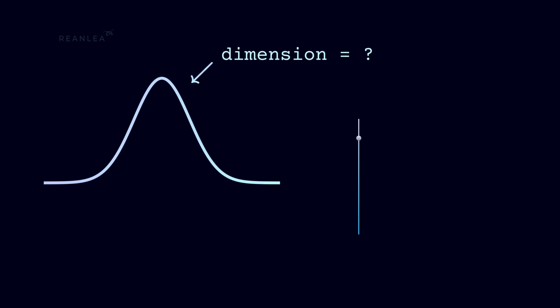In fact, what does dimension actually mean? What is linearity? And how does a straight line help us to determine dimension?